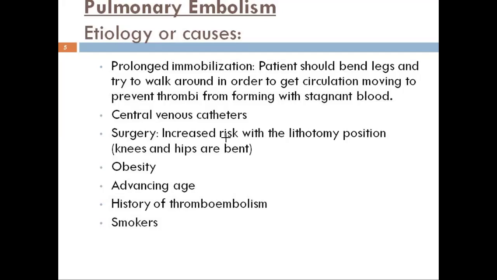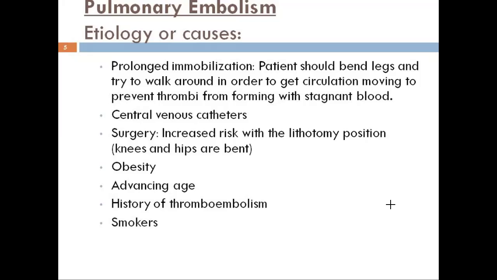Another cause is having central venous catheters. When a catheter is put in, it can also be a source of blood clotting. Surgery, surgeries. Having a surgery can also increase the risk, especially when the person lies in what we call a lithotomy position. That's the knees and hips are bent during certain surgical procedures, and that can also increase the risk of having pulmonary embolism. And also the fact that somebody is obese can also lead to increase in the clotting of blood. So obesity is a risk factor.